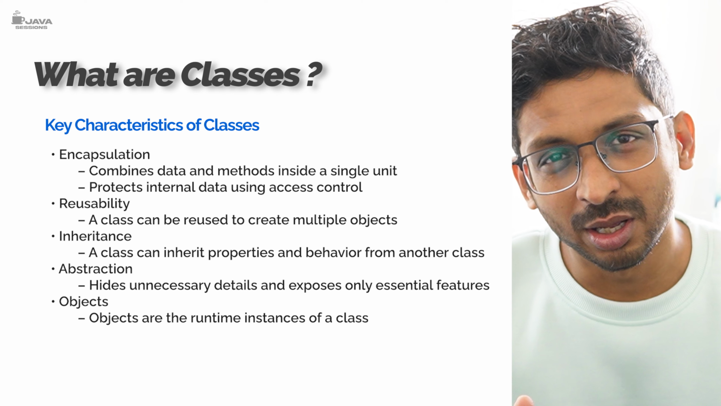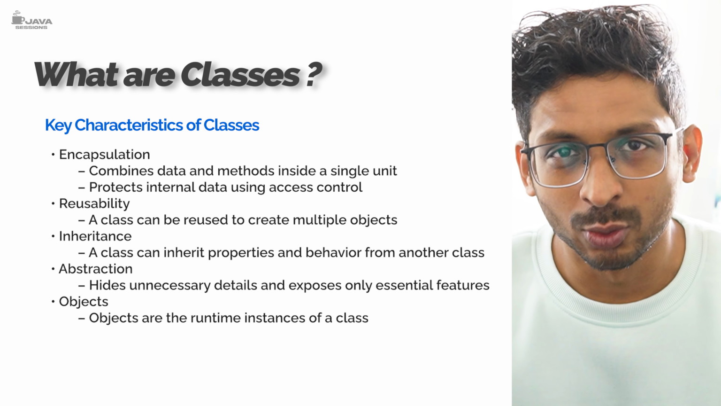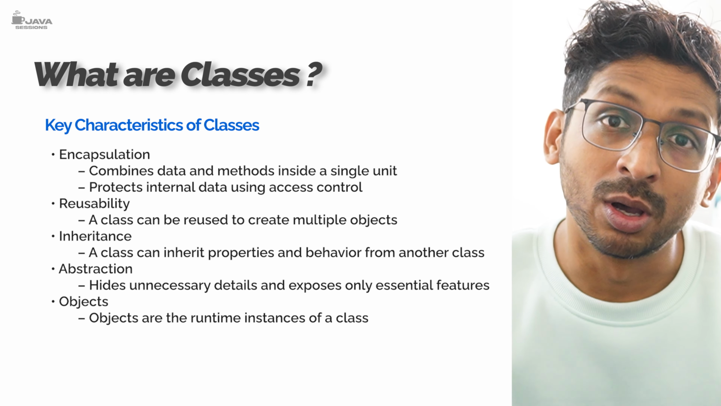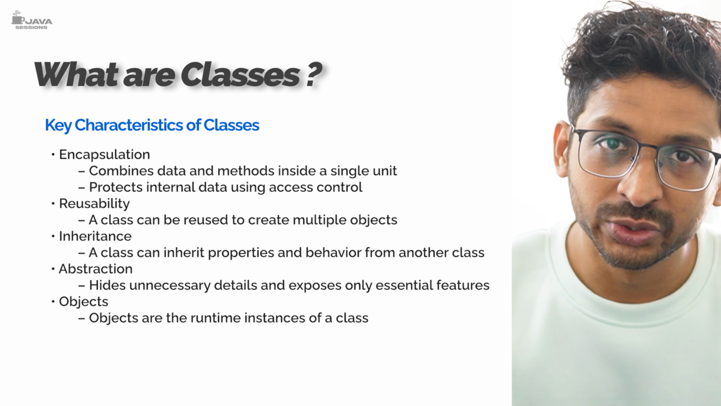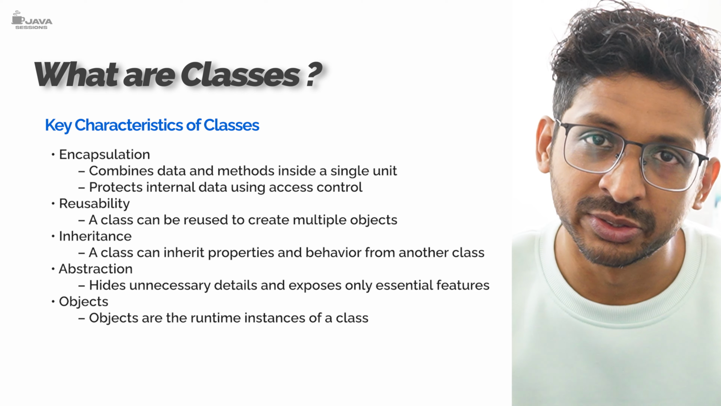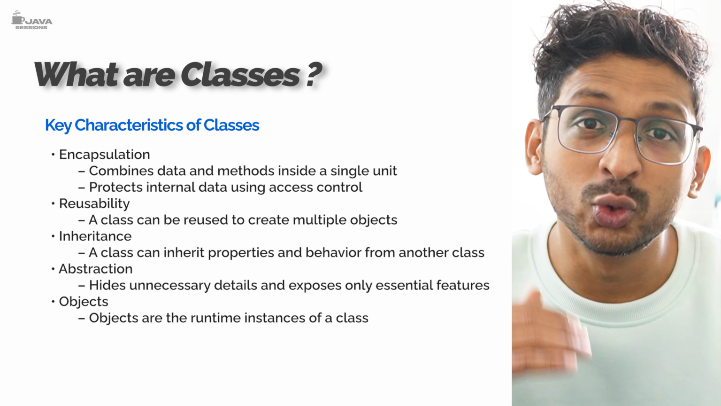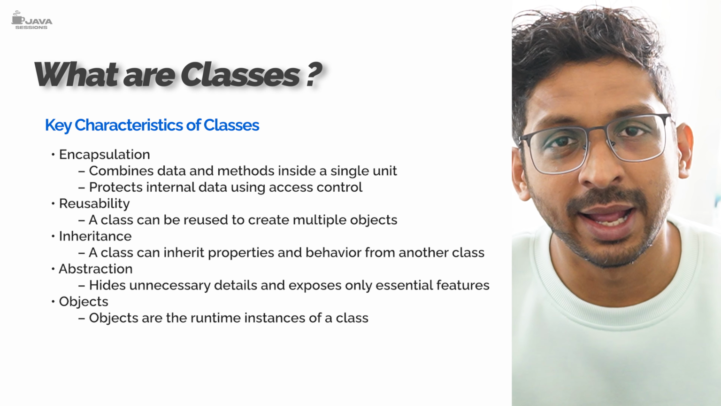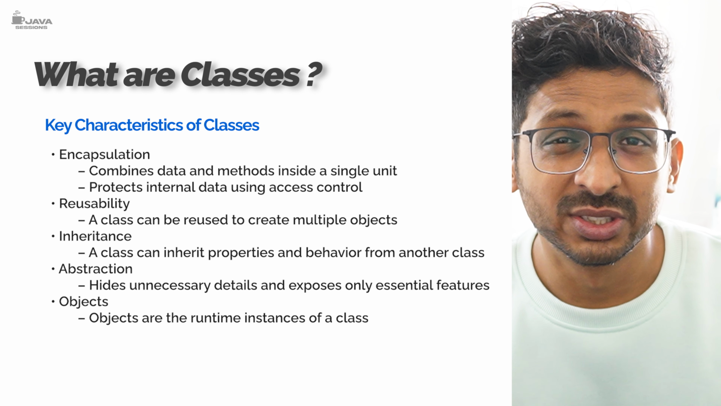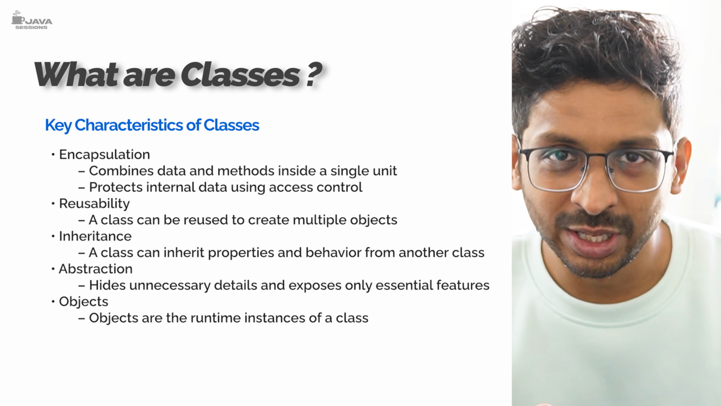Reusability. Once you define a class, you can reuse it to create multiple objects from it, avoiding duplicate code. Inheritance. A class can inherit fields and properties from another class. This helps in reusing and extending the existing code, forming a natural hierarchy in the code itself. Abstraction. Classes can hide unnecessary details and expose only what is important and as intended. This makes it easier to work with complex systems by focusing on what an object does rather than how it does it.